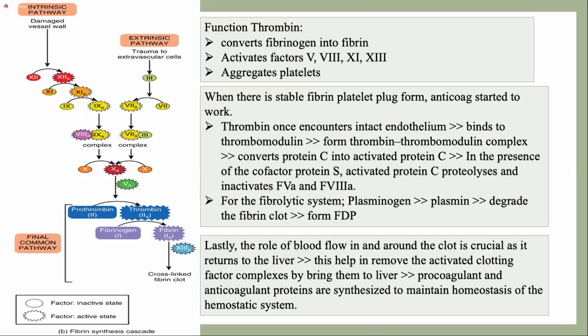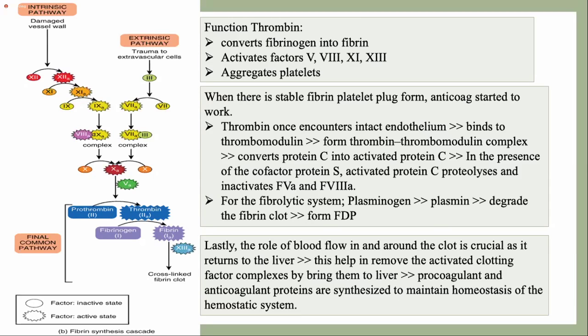Okay, so next slide. Okay, this one is the detail. I'm going to talk about how the stable hemostatic plug forms. So based on the intrinsic pathway I already mentioned before and the extrinsic pathway, we need to know the function of thrombin. Okay, there are three functions of thrombin. Actually, thrombin helps in aggregation of platelets. It activates factors 5, 8, 9, and 13, and it also helps in conversion of fibrinogen into fibrin.